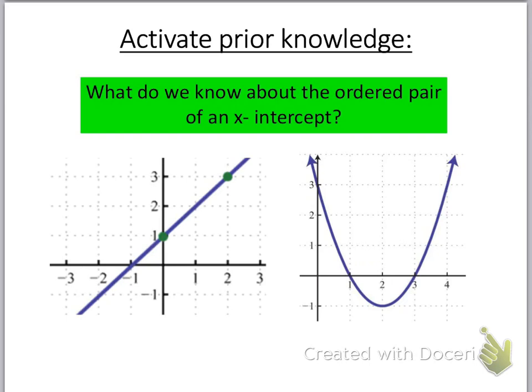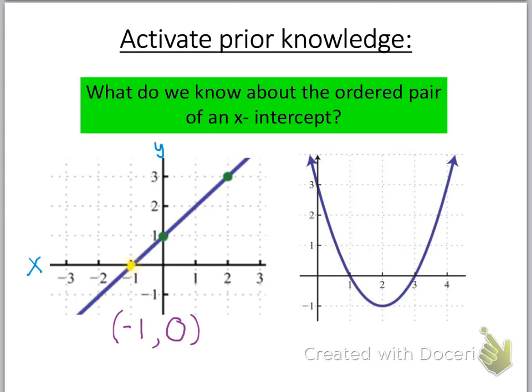What do we know about the ordered pair of the x-intercept? Well, let's slow down. Which one is the x-intercept? So remember, this is the x-axis and this is the y-axis. So the x-intercept is going to be this point right here. Let me make that a little bit darker. It's going to be this point right here. So what do we know about that ordered pair? Something comma something. Remember, it's x comma y, so that's going to be -1 comma 0.